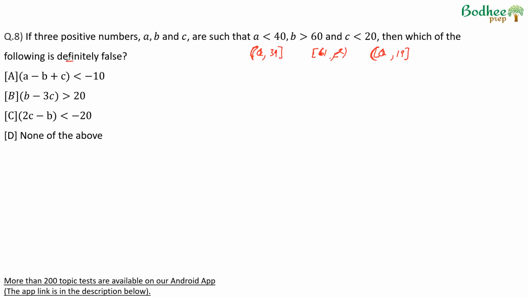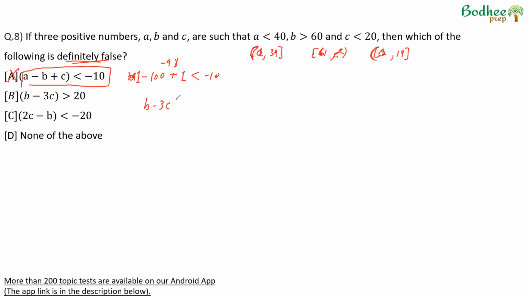Which of the following is definitely false? A minus B plus C is less than minus 10. Again, if we take A as 1, C as 1, and B as 100, we see that this is minus 98, which is less than minus 10. So this can be true, not definitely false.